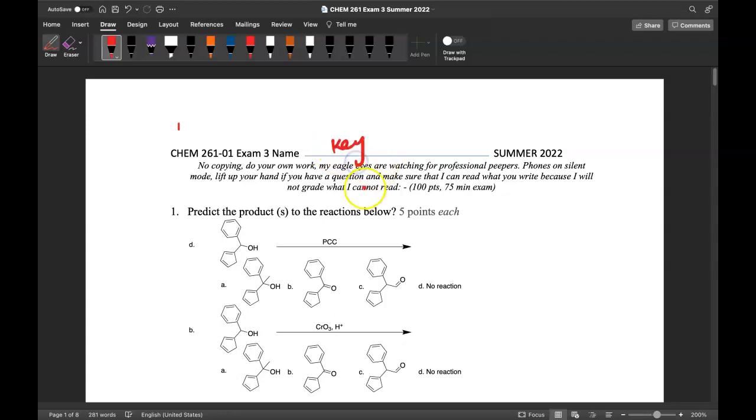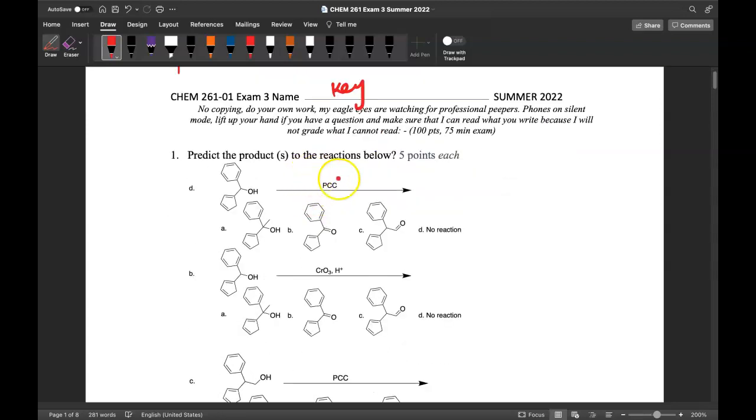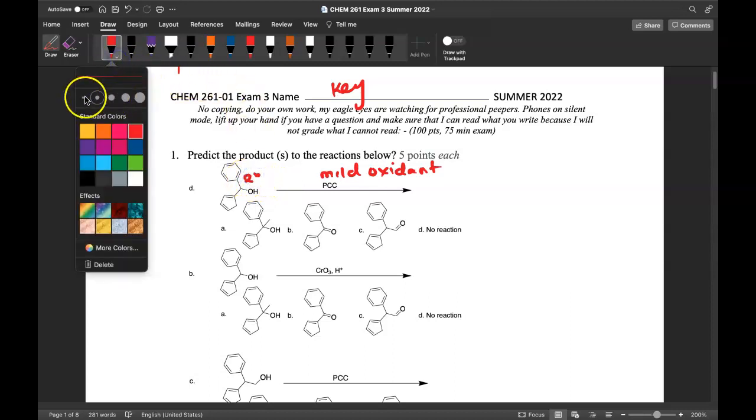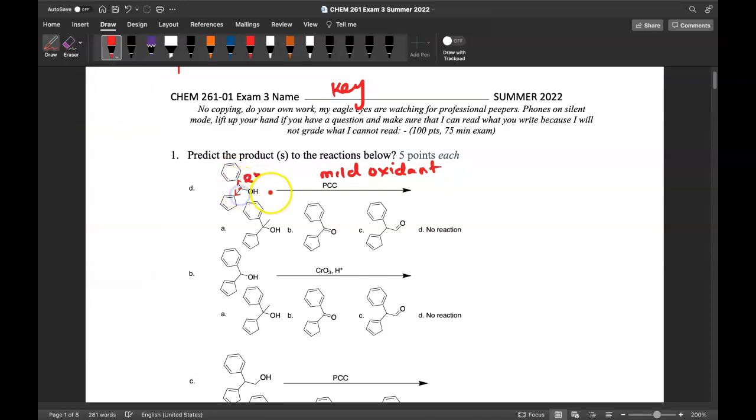Okay, this is the key to the exam. PCC is a mild oxidant, meaning it's not going to oxidize further than aldehyde or ketone. We see this is a secondary alcohol. How do I know that? Because this carbon is bonded to two others. Secondary alcohols must always be oxidized to a ketone.